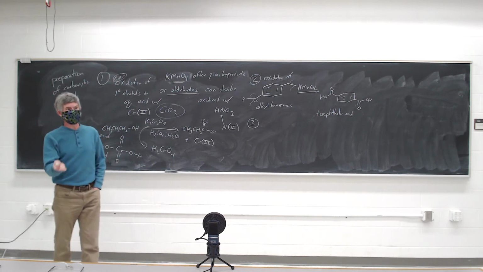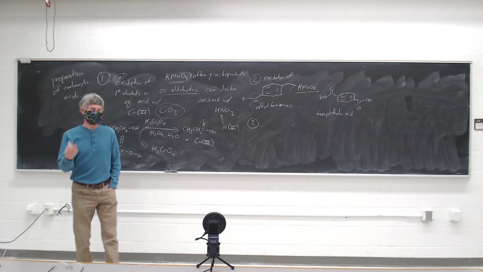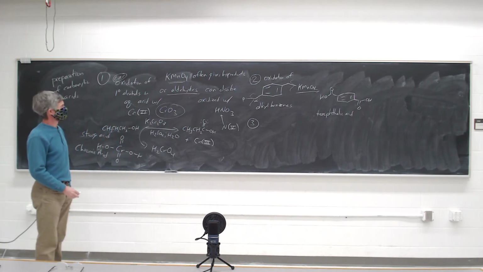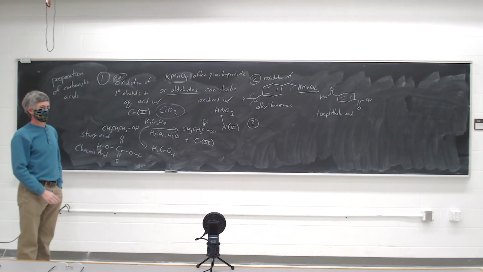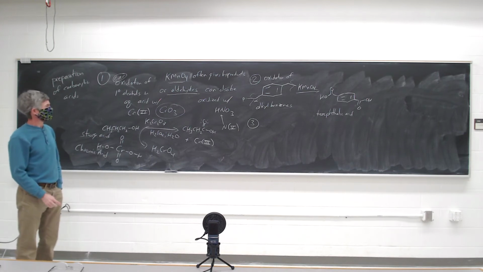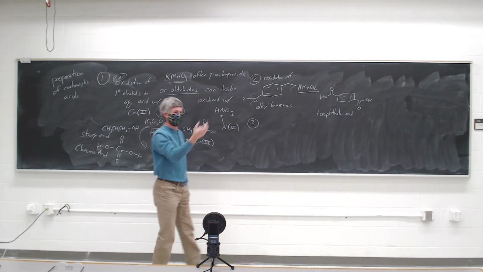But there's no special allylic oxidation. Manganese dioxide converts the allylic things to ketones and aldehydes, not carboxylic acids, so it's not really a subset of this. Oxidation of the benzylic position is special, but oxidation of the allylic positions is not.